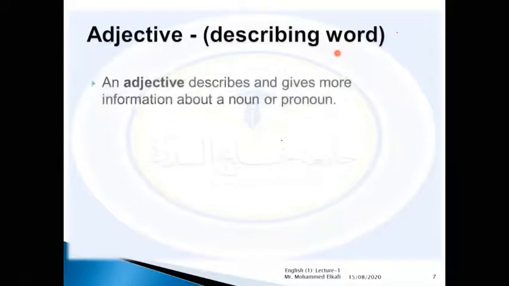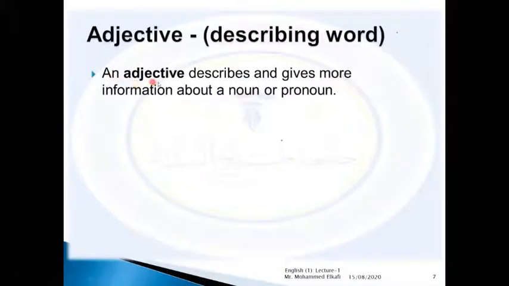So the complete definition here: an adjective describes and gives more information about a noun or pronoun. A noun or pronoun is described by what? By an adjective. So the adjective describes a noun or pronoun. It adds to or modifies them.